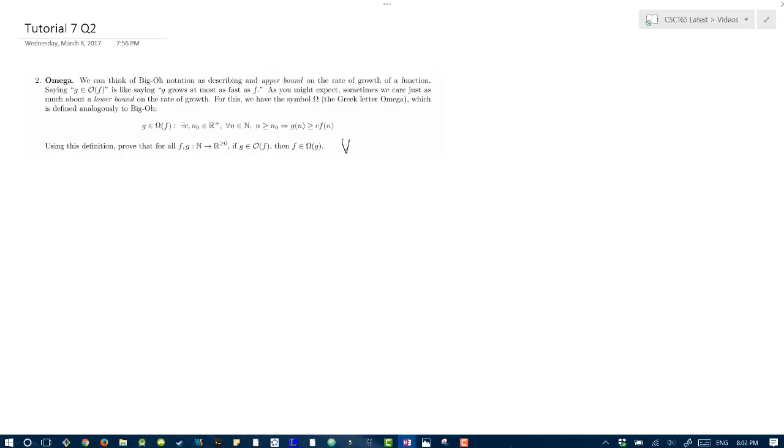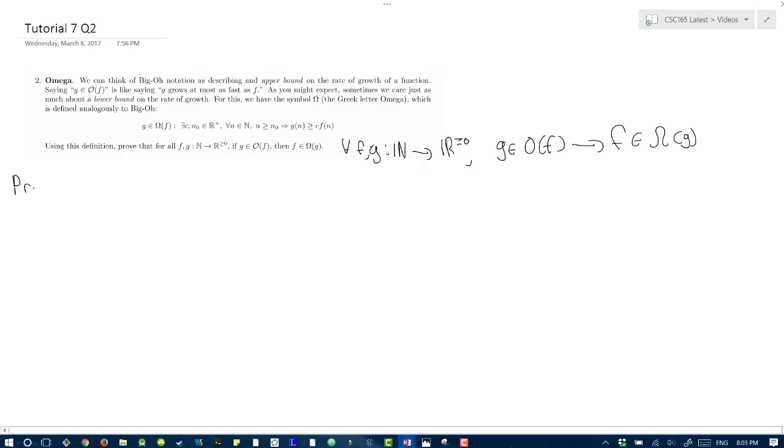So let me rewrite this as, for every function f and g, such that every natural number maps to a positive real number, including 0, if g is in the big O of f, then f is in the omega of g. Okay, so let's try proving this.